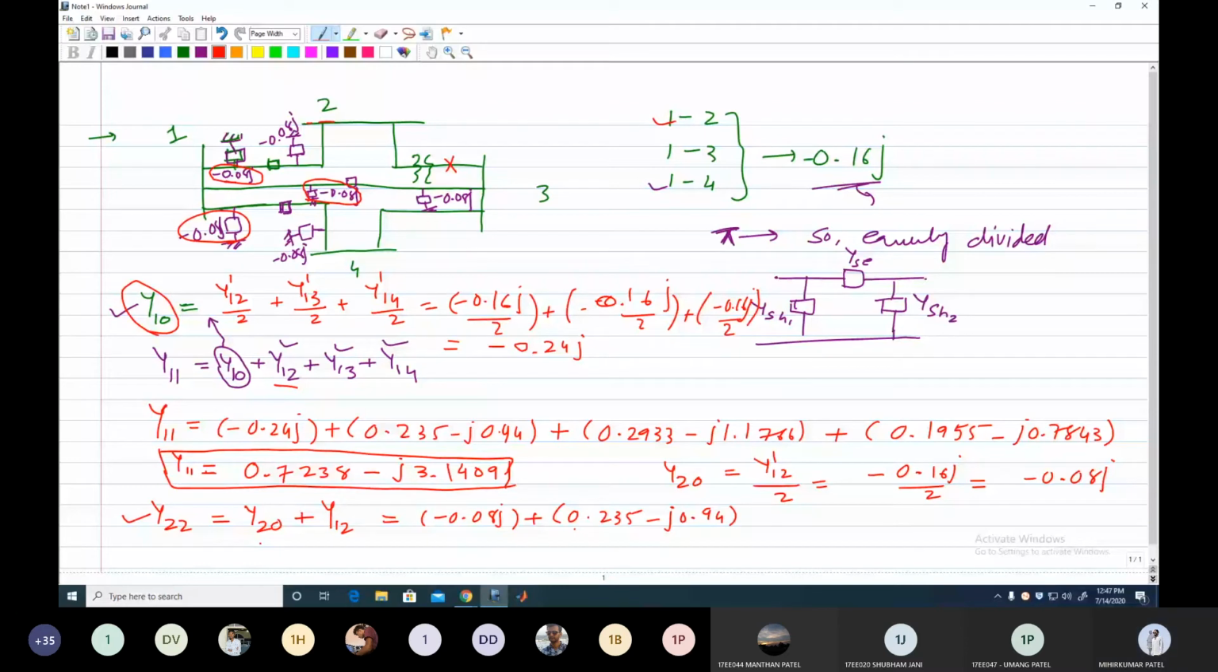The final answer for Y22: 0.235 minus j 1.02. Very good. So the final answer for the second diagonal element Y22 is 0.235 minus j 1.02.